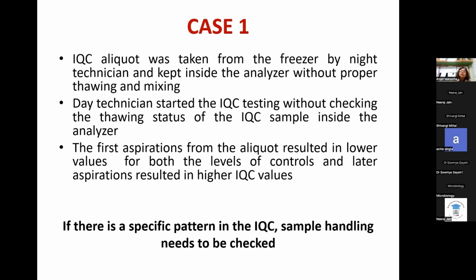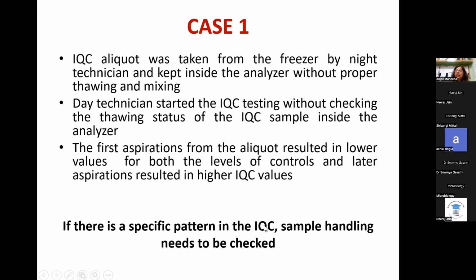Why? Because there is improper mixing of the control. It had been frozen. We do not know whether the thawing had left any kind of water on top of the control. It has to be properly thawed and properly mixed and then put in the machine. So it resulted in an IQC which was not accurate at all. So this is an example where you see a specific pattern in the IQC.